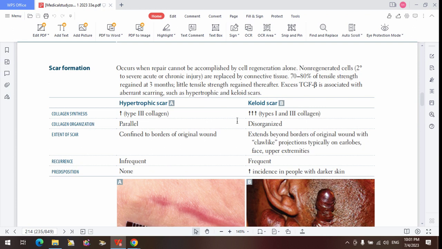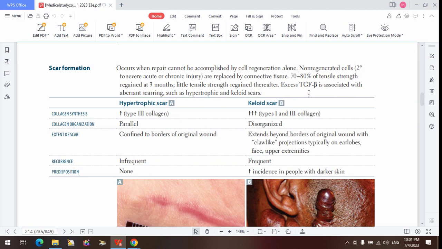So what is responsible for formation of scar is TGF-beta. This point must be emphasized. TGF-beta is notorious for causing fibrosis. It is notorious for causing scar. Very important. That's the first thing that you must pick.